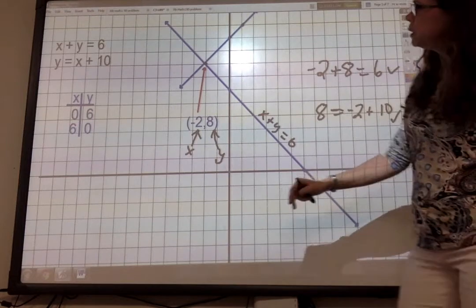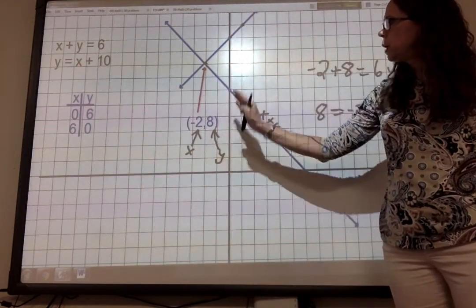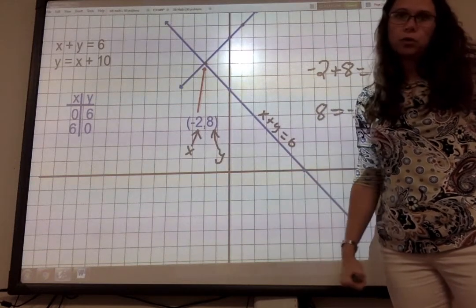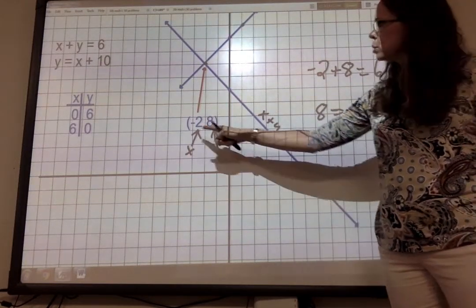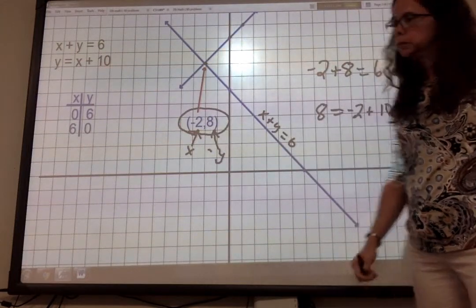So in this system of equations, if x is negative 2 and y is 8, then those values are true for both equations. So this would be the solution to this system.